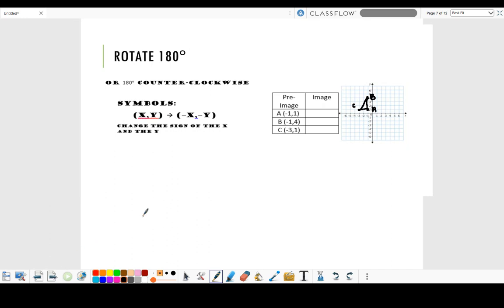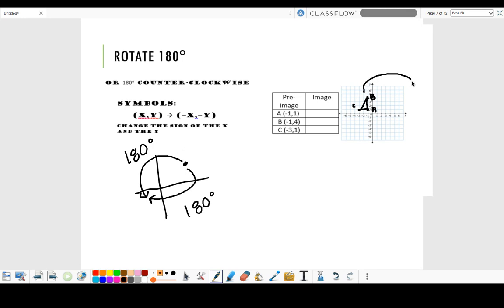Let's try this rotation of 180 degrees. Now, when we're going 180 degrees, so if we think about our coordinate plane, let's say that we're starting here, 180 degrees would take us to this quadrant. So no matter if we're going clockwise or counterclockwise, you're still going to end up in the same spot. So both ways, you're getting to 180 degrees. And so let's think of this example. So if we're going 180 degrees, we want to end up in this quadrant.